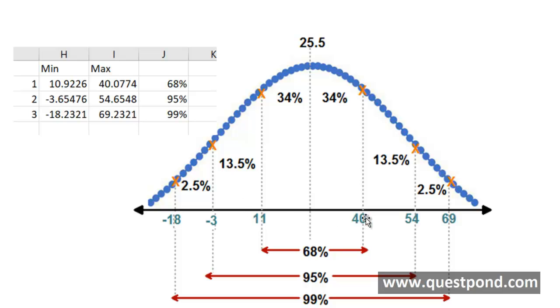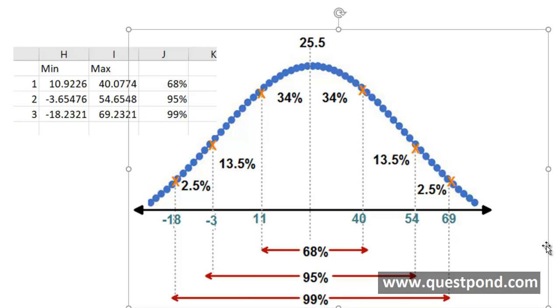So this is the first standard deviation, which is 68%, 34% on the left side and 34% on the right side. The second one is from -3 to 54, 95%, with 13.5% falling on these areas. And then we have the -18 to 69, which is 99%, right? So this is how our current values look over the distribution.